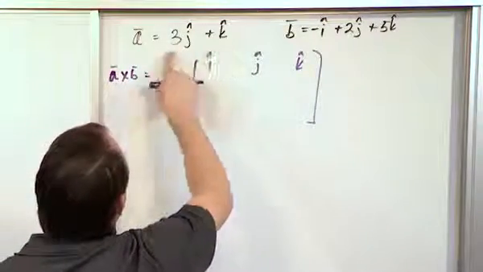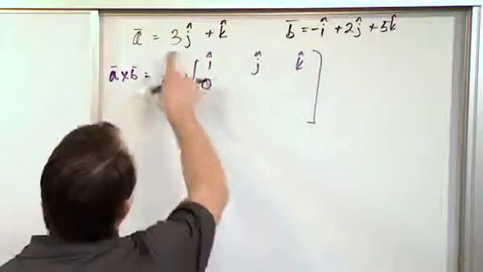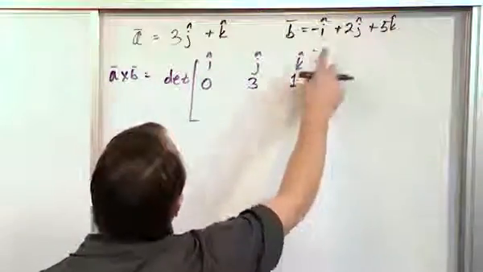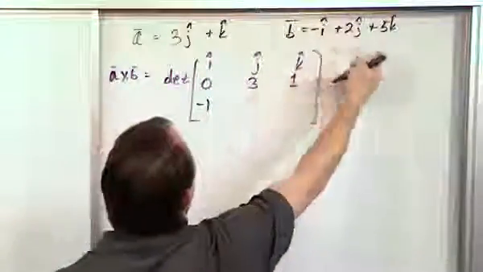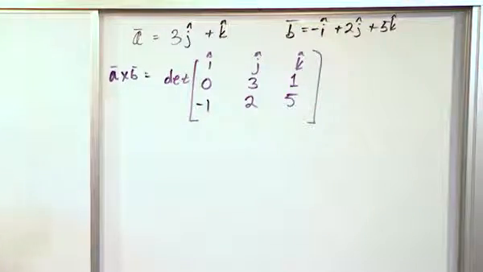There's no i here, so you have to put a 0. You can't just ignore things. You have to put a 0 there since there's no x component. The y component is 3, z component is 1. Here you have a negative 1, 2, and 5. And then you just have to find the determinant of that matrix.